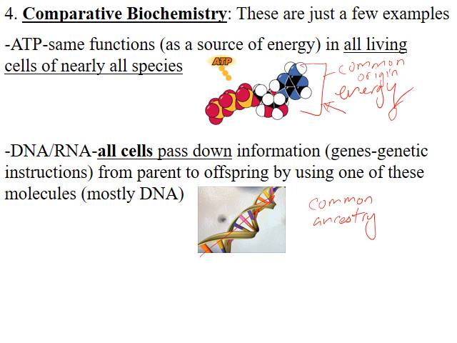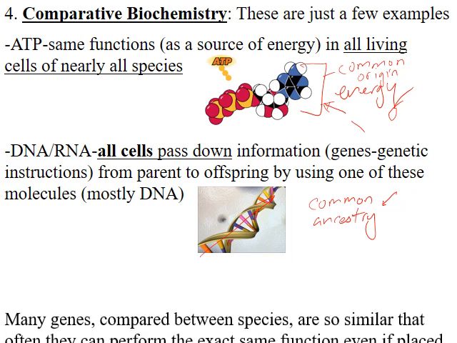So the energy source particle is the same in all cells. The information medium, the DNA, is the same in all cells. All of this leads to the common idea that life on Earth evolved just one time, and it got these two very early evolutionary traits early on of how to pass down information and what energy source to use, and then that spread throughout the entire tree of life.